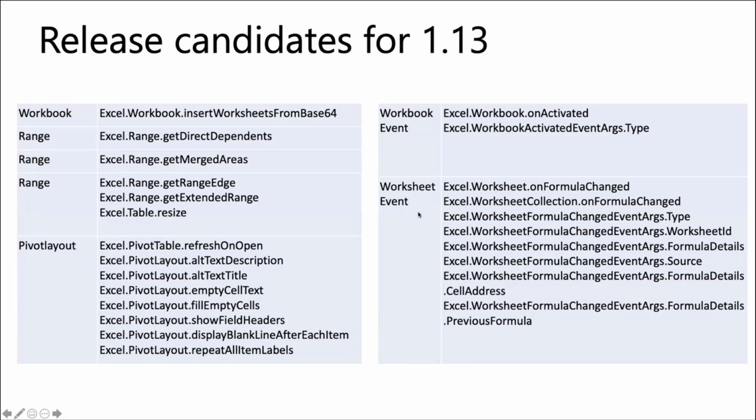Besides that, we have two groups of events. One is related to the workbook on activated. Another one is worksheet on formula change events. So if you have requests or you have asked for the API, please do let us know. Okay, I think that's all for my side.